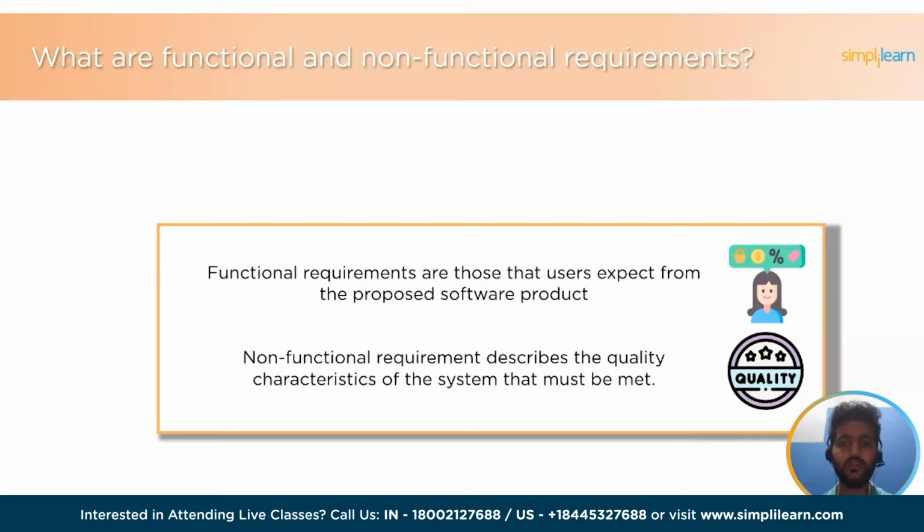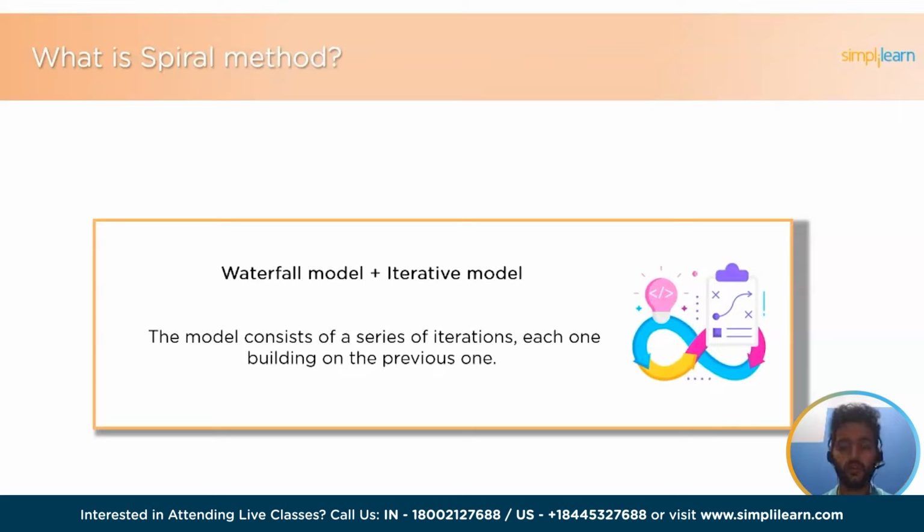Alright, moving on to the seventh question, which is what is a spiral model? The spiral model is a software development process model that combines elements of the waterfall model and the iterative model. It is also known as spiral lifecycle model. Spiral model is an evolutionary approach to software development that emphasizes risk management and incremental delivery of a software product. The model consists of a series of iterations, each one building on the previous one. So this was the spiral model.